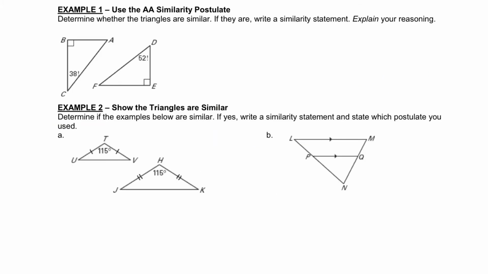Well, let's take a look at example 1. First thing, we have to decide whether the triangles are similar, and if they are, we need to write a similarity statement and explain our reasoning. So in this example, we know that the three angles inside of a triangle have to add up to 180. So if we wanted to find, say for example, angle A in this triangle right here, we could just do 180 minus 38 minus 90. And if we do that, we'll get that this angle A is 52 degrees.